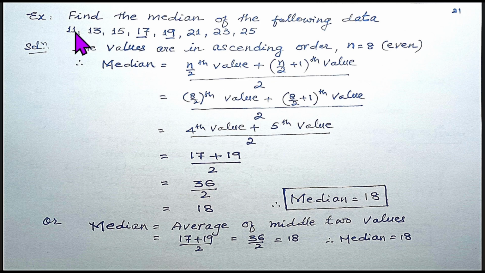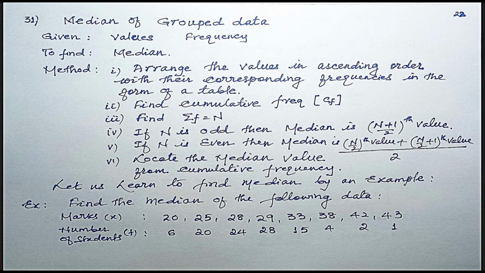The 4th value from left 1, 2, 3, 4 is 17, and 5th value is 19. 17 plus 19 divided by 2 is 36 by 2, and that is 18. So the median of the given data is 18. Also we can find the median by taking the average of the middle two values. 17 and 19 are the middle two values of this data, and therefore taking the average, 17 plus 19 divided by 2 is equal to 36 upon 2, that is equal to 18, and the median is 18.